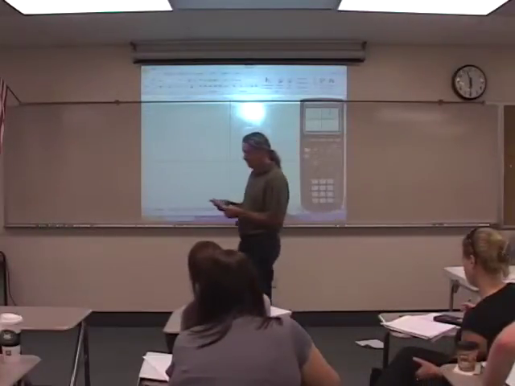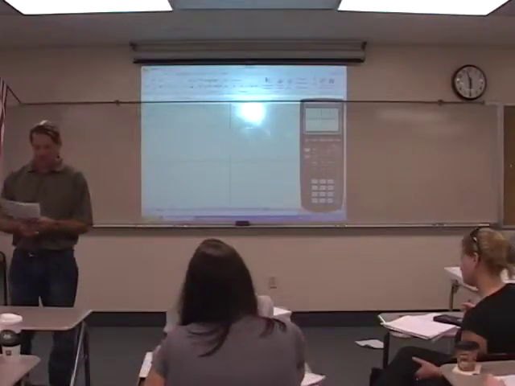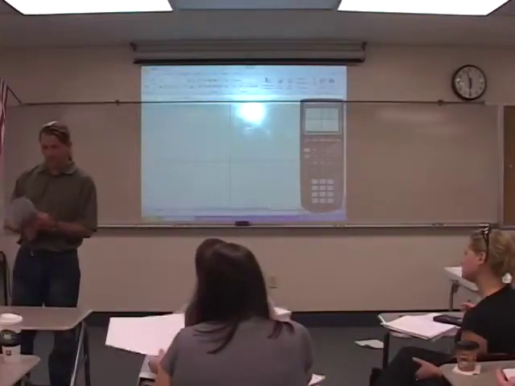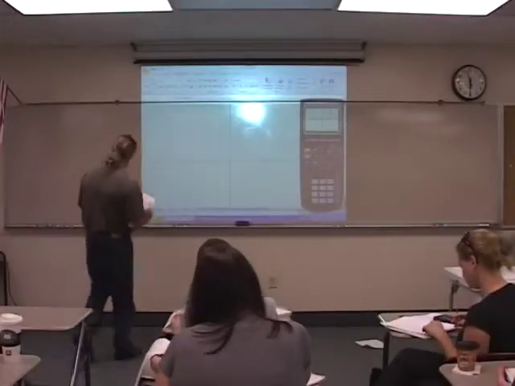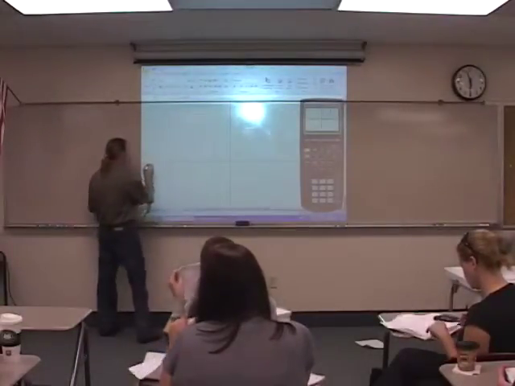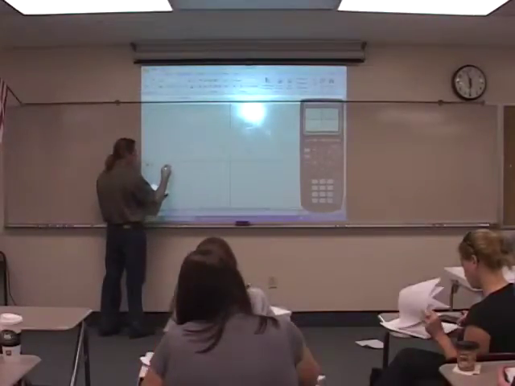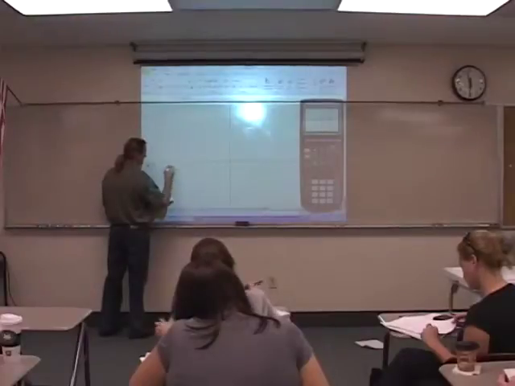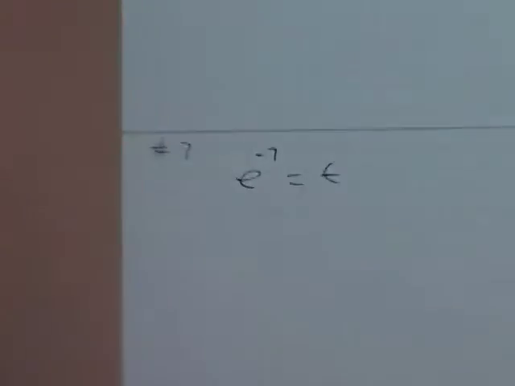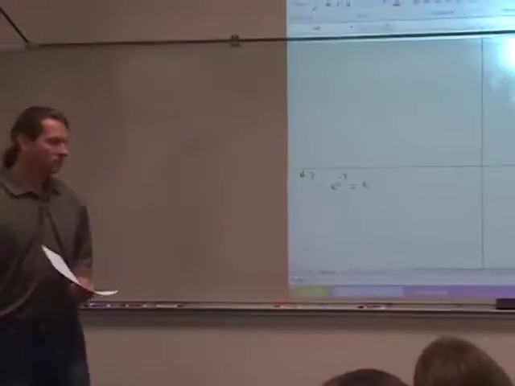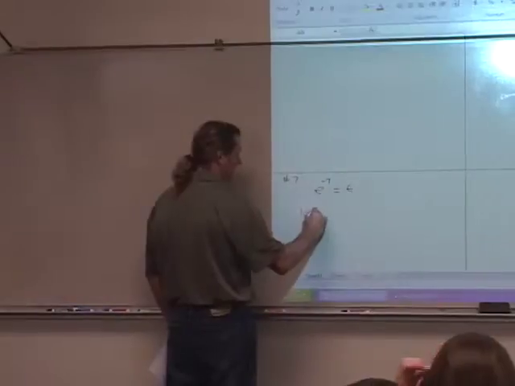Let's see. The next question, though, those you can answer by yourself. I don't want to bog you down with those. Let's go down to do one of the convertings. So how about number 7? Number 7. E to the minus 7 equals t. Can you convert that into a logarithmic equation? Well, you would say log base e.